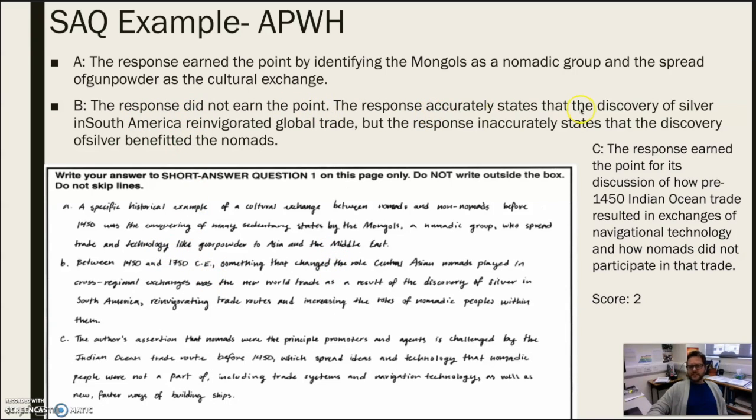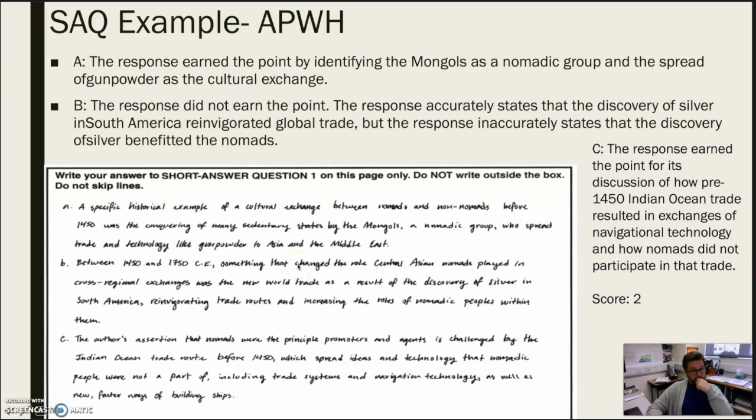The response accurately states that the discovery of silver in South America reinvigorated global trade, but the response inaccurately states that the discovery of silver benefited the nomads. Right, how did this discovery actually benefit the pastoral nomadic culture? Not really. Now, it did benefit the age of exploration, but that would be the Spanish cultures, right? The Portuguese, those that were already sedentary. And then C, the response earned the point for the discussion of how pre-1450 Indian Ocean trade resulted in exchanges of navigational technology and how nomads did not participate in that trade. And so we can see how they used that to overcome the challenge.